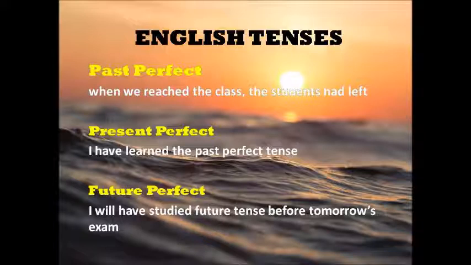What future perfect is, just like past perfect, there will be two incidents in the future. The first one will be future perfect. Example: I will have studied future tense before tomorrow's exam. So you have two incidents in the future, and the first thing you will be completing tomorrow is the future perfect.